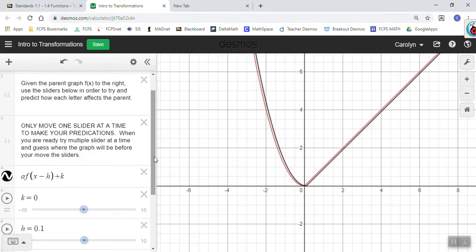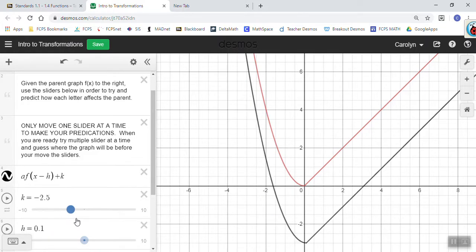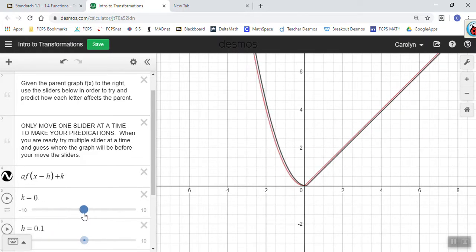Okay, let's start easy. Who wants to tell me what k does? Yes, Alyssa. k? Up or down. Up or down. Okay, so look at k. Notice how k is f of x add k. f of x is the y coordinate. Add to the y coordinate. So it goes up or it goes down. It changes the y direction.